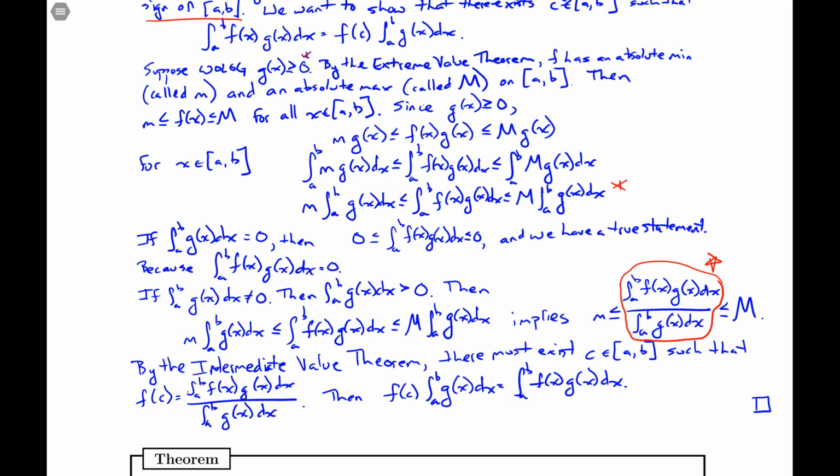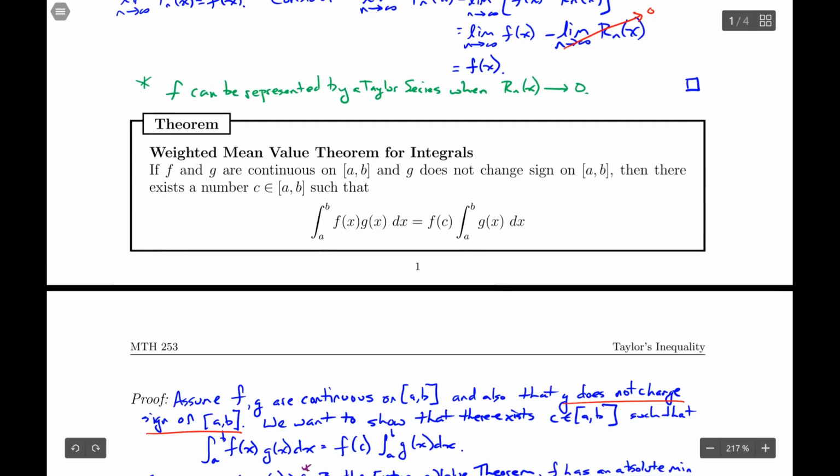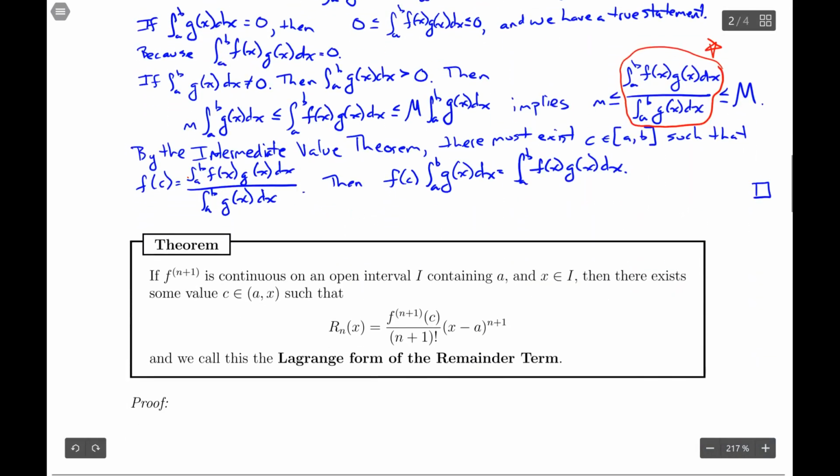So, I'm not going to write through all of that, but I encourage you, check this out. Convince yourself that when you actually switch all the inequality symbols, it still works. In any case, we have now proven the weighted mean value theorem for integrals. Now this isn't a theorem that you're really going to be using in your practice, probably, but it is very, very, very important in establishing Taylor's inequality.